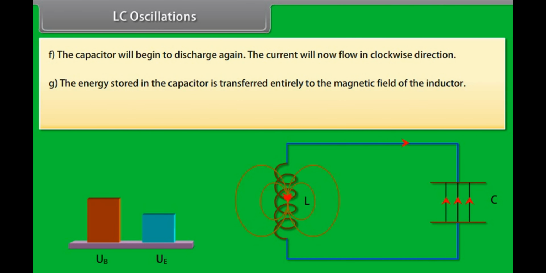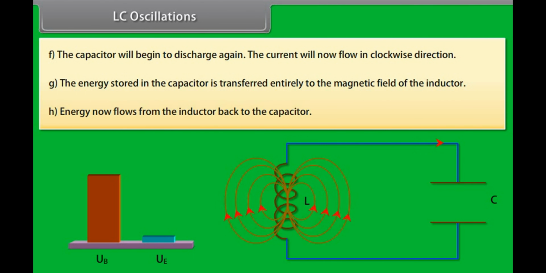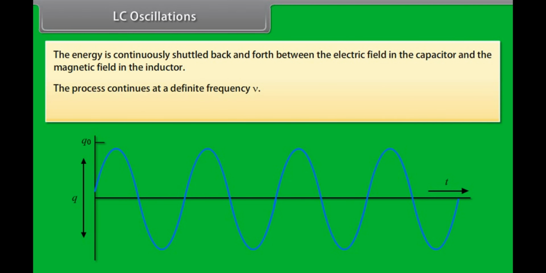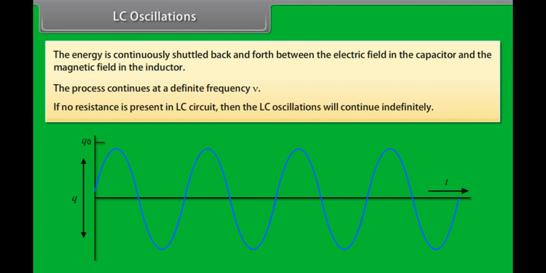The energy stored in the capacitor is transferred entirely to the magnetic field of the inductor. Energy now flows from the inductor back to the capacitor. The energy is continuously shuttled back and forth between the electric field in the capacitor and the magnetic field in the inductor. The process continues at a definite frequency nu. If no resistance is present in LC circuit, then the LC oscillations will continue indefinitely.